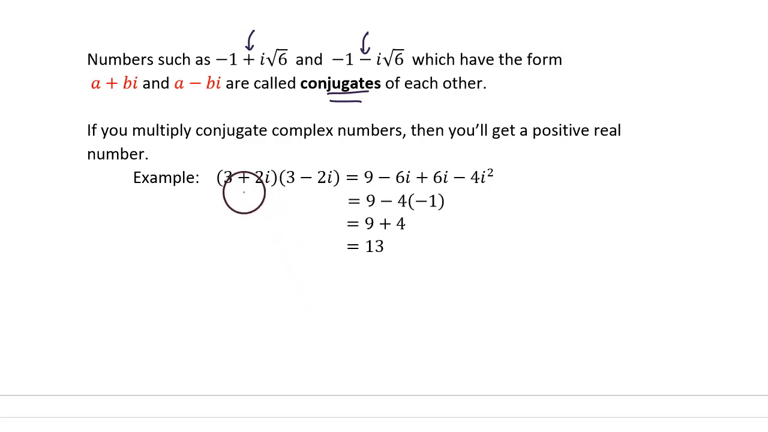Take a look at this example. 3 plus 2i times 3 minus 2i. This has the look of FOIL. When you do FOIL, the outer and inner products end up being opposites and cancel away. We're used to that happening from an earlier chapter, but this last thing is going to simplify to a real number. Again, because i squared is just negative 1. And then 9 plus 4 makes the final answer 13.